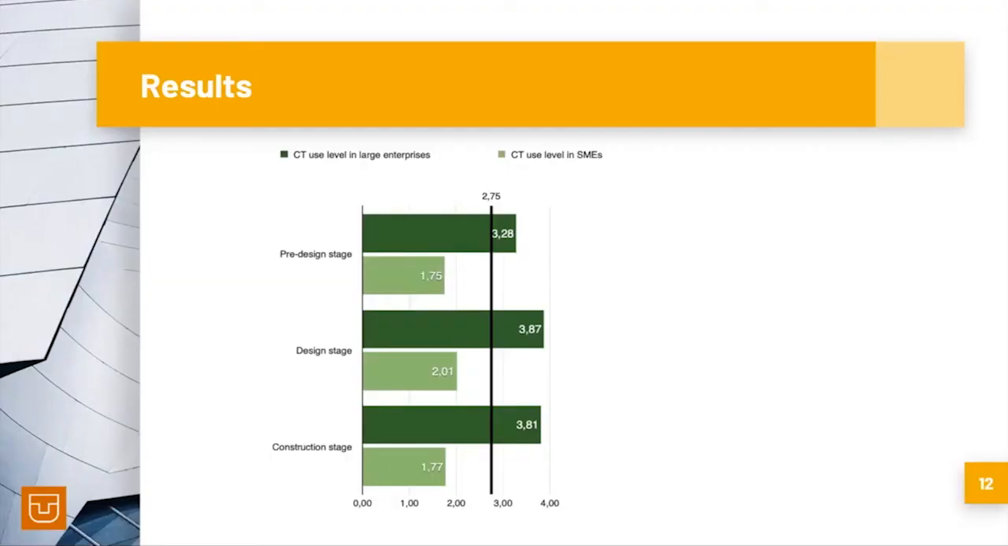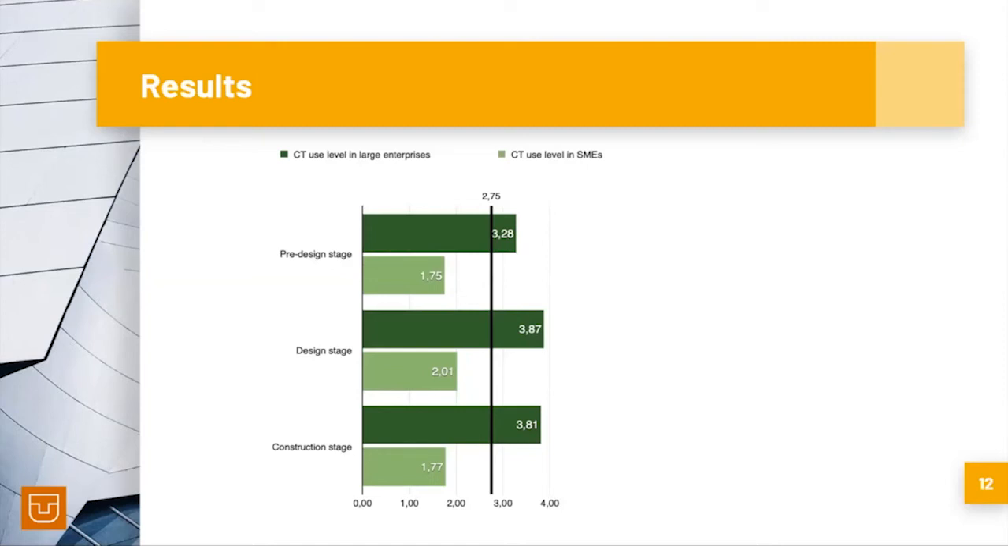The situation is similar when using communication technologies. In the pre-design stage, large companies achieved the use of these technologies at the level of 3.28. For small businesses or enterprises, it was 1.75. That means significantly less. In the design stage, these results were the best.